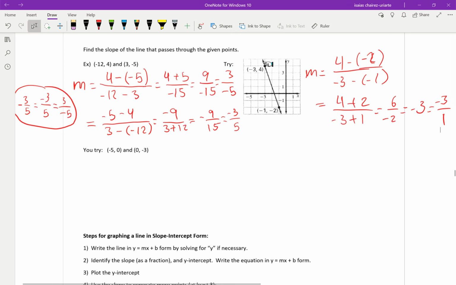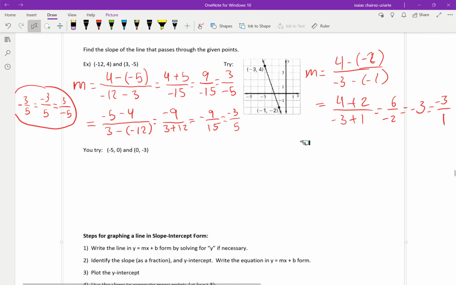Negative 3, 4. What the slope is telling me is that there is another point on my line if I go down 3 units, so 1, 2, 3, and then to the right 1, I should find another point on my line. If I keep on going down this pattern, so if I go down 1, 2, 3, and then to the right 1, I should end up in another point on the line. Yeah, that's what my slope is telling me. So the slope in this case is negative 3, or negative 3 over 1.